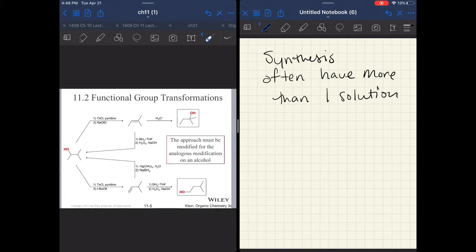All right. Looking at this sort of roadmap here with alcohols, right? You then have multiple ways of adding alcohols, Markovnikov or anti-Markovnikov. You can always go backwards as well.